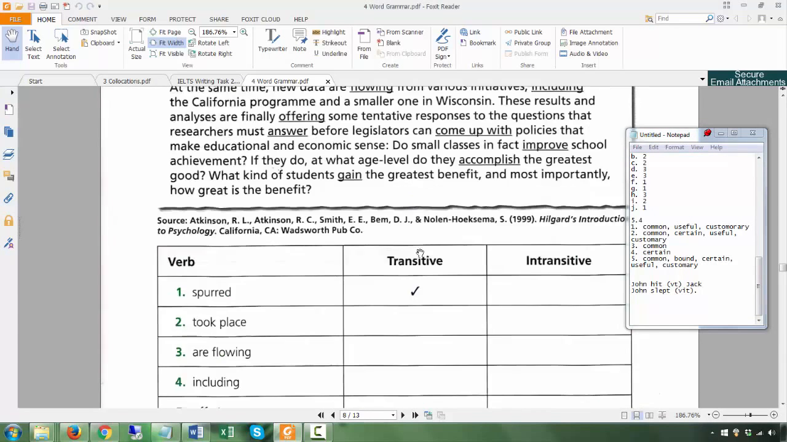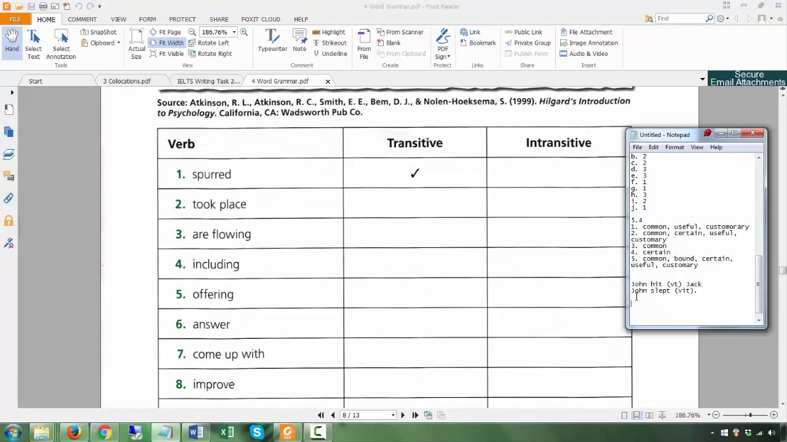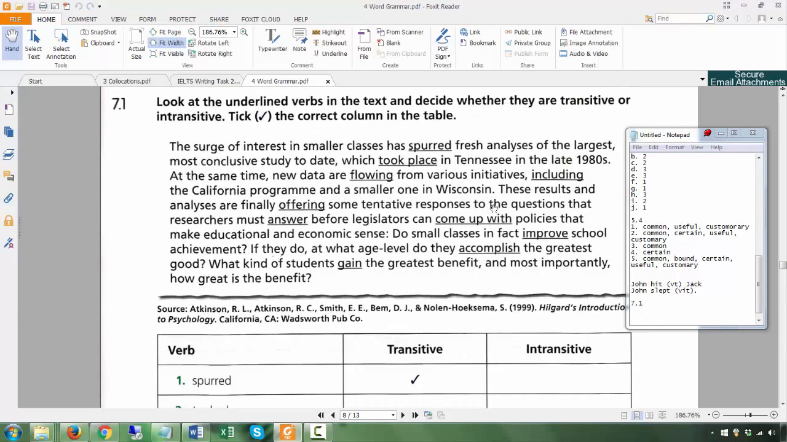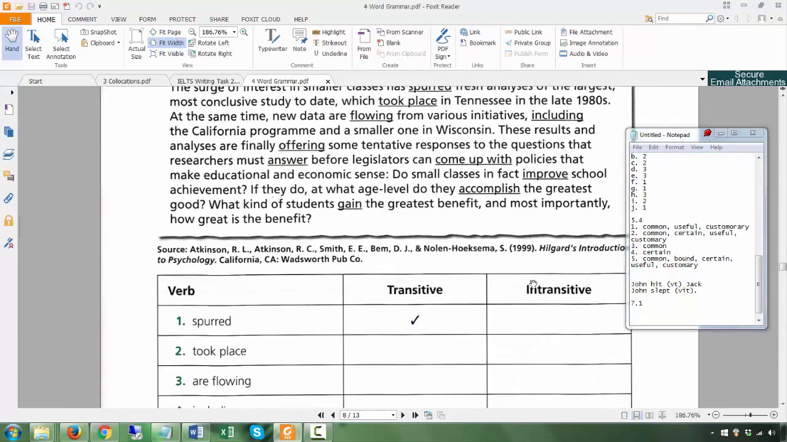So going through this, this is 7.1. Let's quickly go through the answers for this. Took place. Let's look at took place. In. So once it's followed by a preposition, remember, a verb is transitive only if directly after it you have that noun, that object. If you have a preposition, it's considered intransitive here. Okay. So took place here is intransitive. Flowing. What is this? A preposition. So again, it's intransitive.